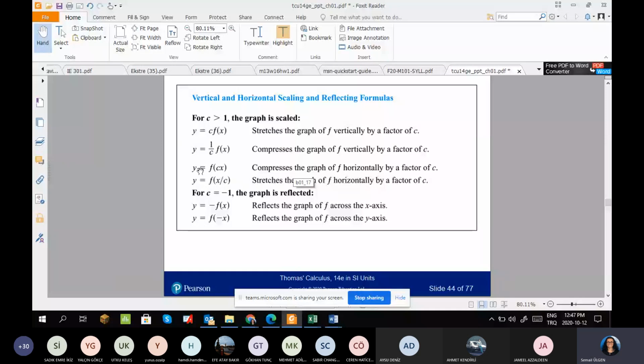And then if you multiply x by this constant factor c, it's going to compress the graph of f horizontally by a factor of c.